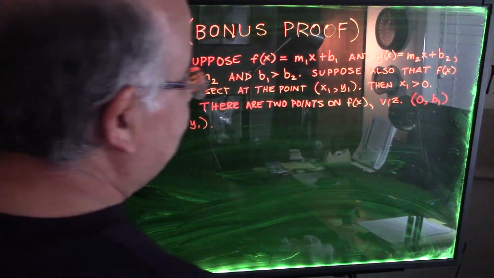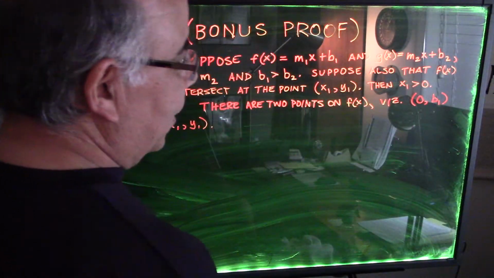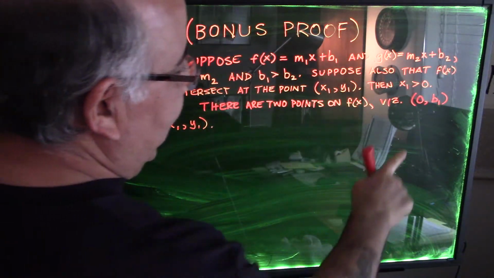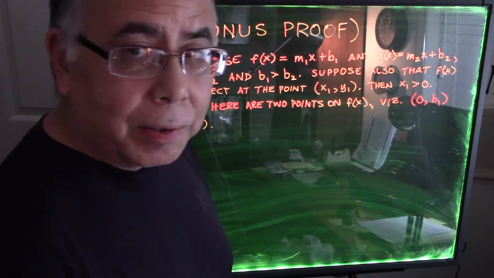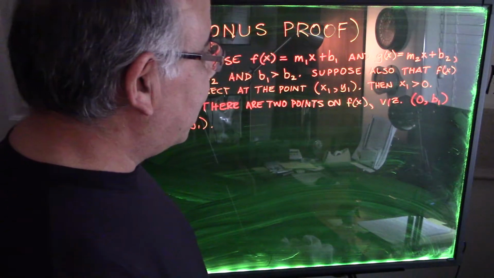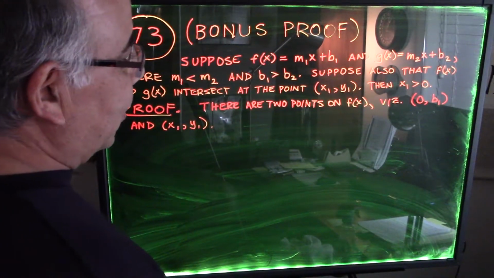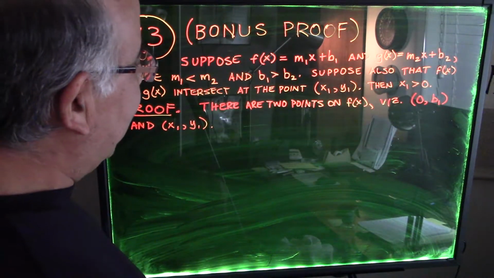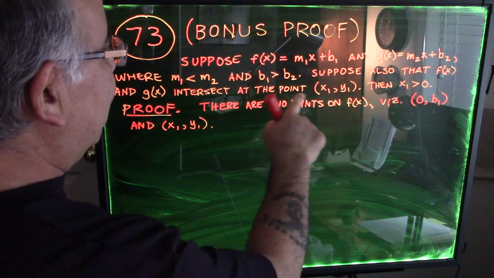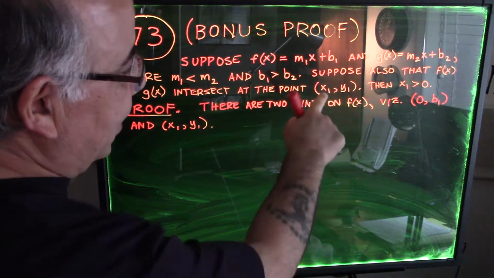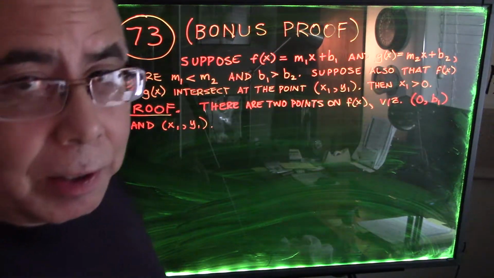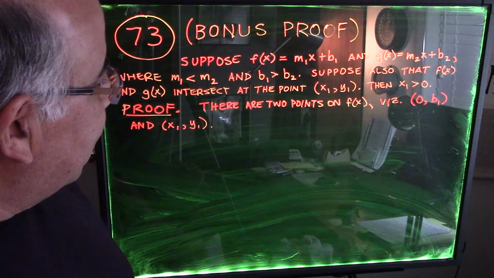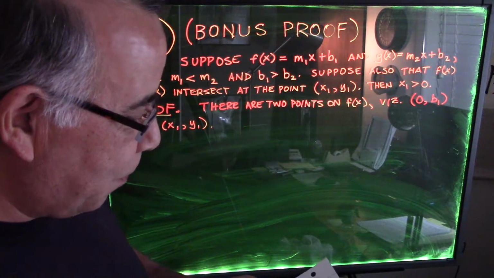Does that make sense? 0, b1 is the y-intercept of f of x. That's when x equals 0, so it's on the y-axis, and b1 is where it actually touches the y-axis. So that should make perfect sense. And also x1, y1 is on f of x because f of x and g of x intersect at that point, so that point has to be on f of x as well as on g of x, all right? So that was just the condition that we made. So we can use that condition.